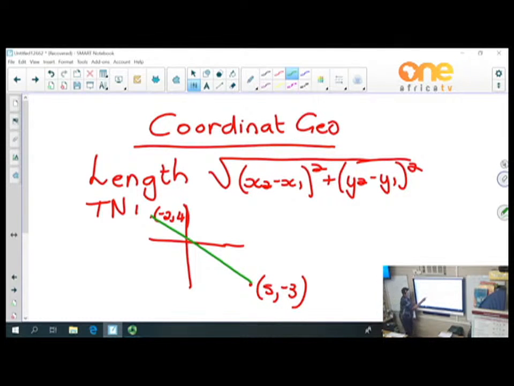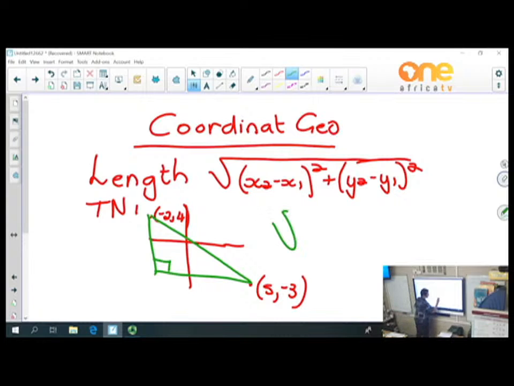This always forms a right angle triangle. And this is why we can use Pythagoras here to calculate that length. So it's actually the hypotenuse that you are calculating. Which one is the first point, this one or this one? Actually, it doesn't matter. The signs will cancel out, but you can start with any one. Just to make it easier, we'll take this one as the first one, and this one is the second one.